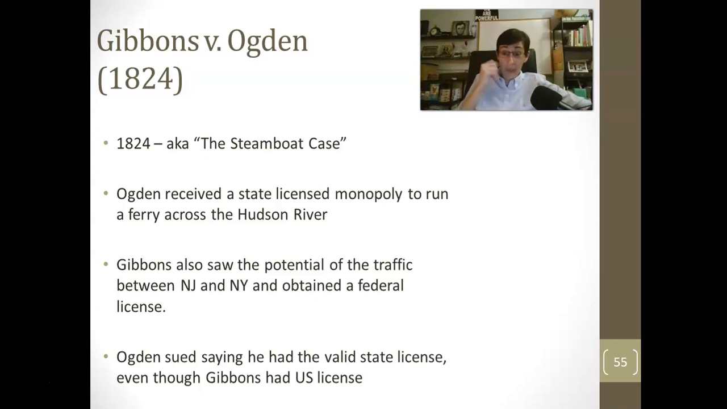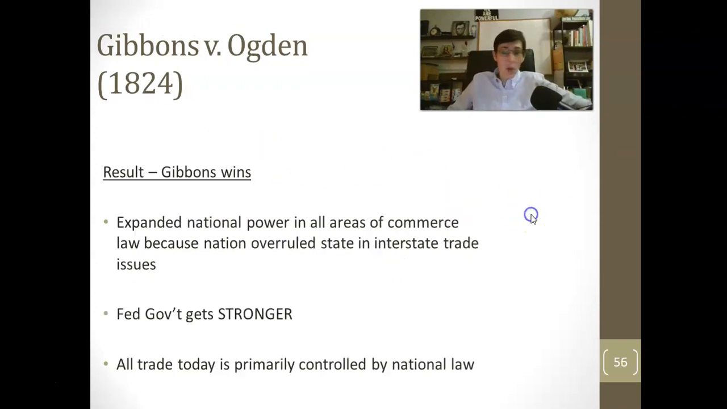So Ogden sued, saying, listen, I have a valid state license, and I get a monopoly. So your U.S. license doesn't matter. So they went to court. Gibbons won. Gibbons won because what happens? Interstate commerce. If you're ferrying people for money across state lines, guess what? That's interstate commerce. That's between the states, not within a state. Therefore, Ogden's little monopoly license was null and void.